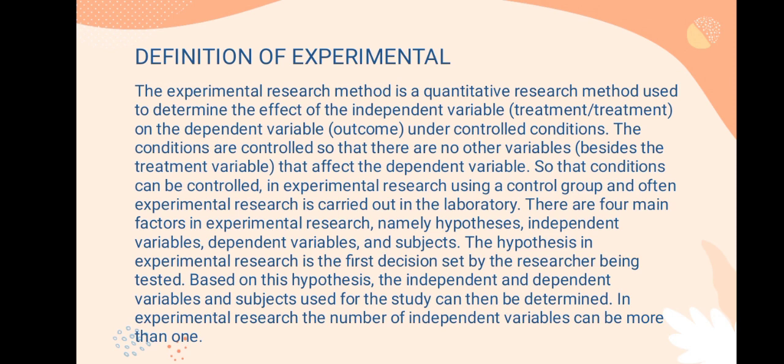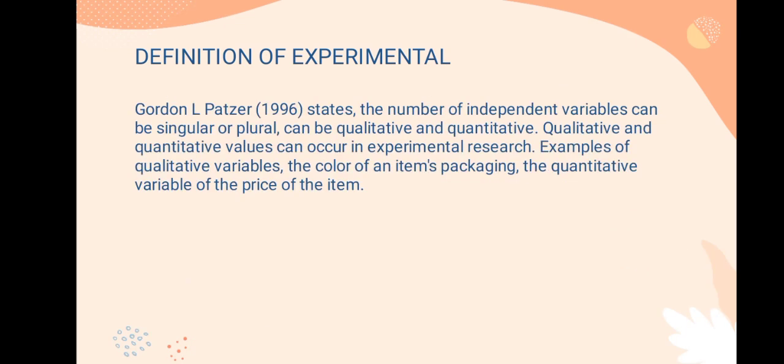In experimental research, the number of independent variables can be more than one. Gordon L. Fetzer, 1996, states the number of independent variables can be singular or plural, and can be qualitative or quantitative. Qualitative and quantitative values can occur in experimental research. Example of variables: the color of an item's packaging, a qualitative variable, and the price of the item, a quantitative variable.